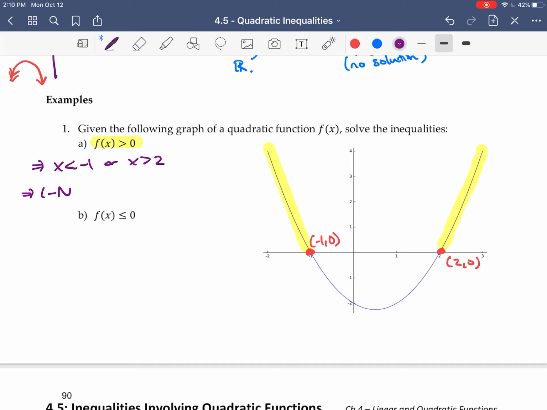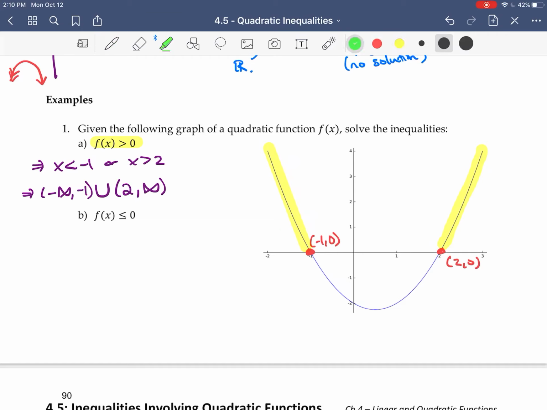we would go from -infinity to -1, not including -1 because I don't want to include where it's 0, and then I would union that with 2 to infinity. Again, not including 2 because we don't want to include where the function is equal to 0.